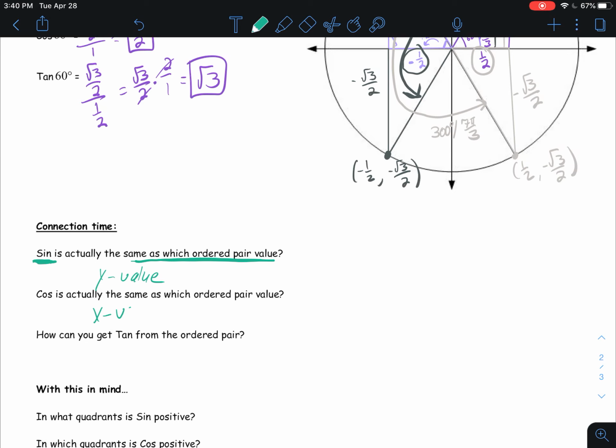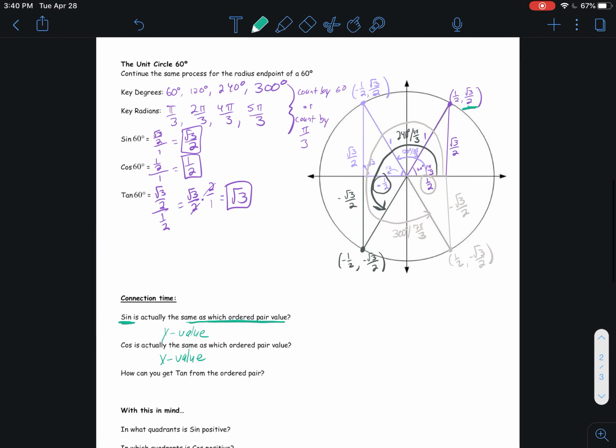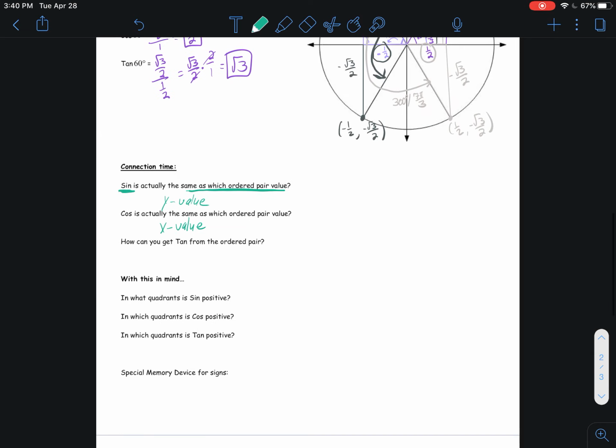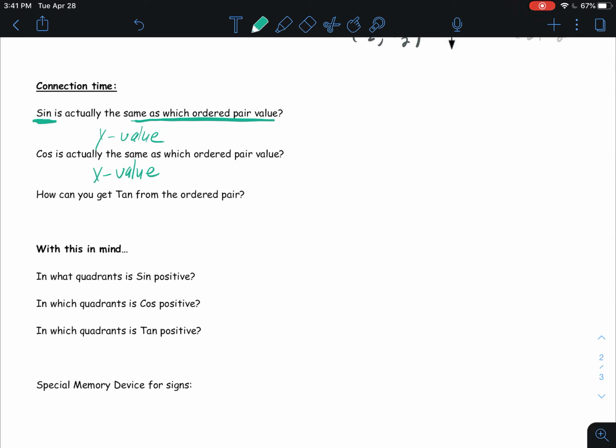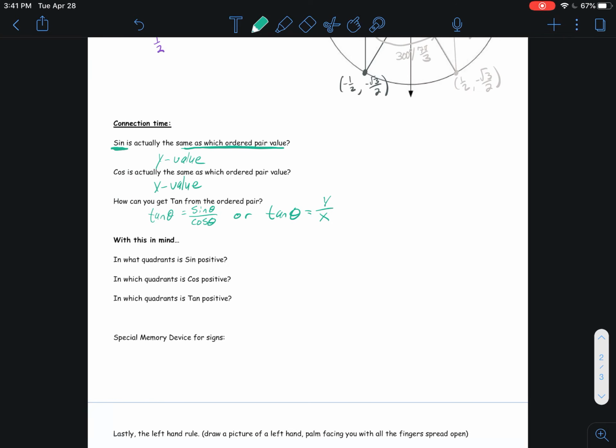Cosine is actually the same as the x value, right? Because if we took the cosine of 60 degrees, we got 1/2, which is the x value of the ordered pairs. So how can you get tangent from the two ordered pairs? Well, the tangent of any theta is actually just the sine value divided by the cosine value, okay? Or you can say the tangent of theta is equal to y over x if we're talking about the ordered pairs. So these are very important to consider moving forward, okay?